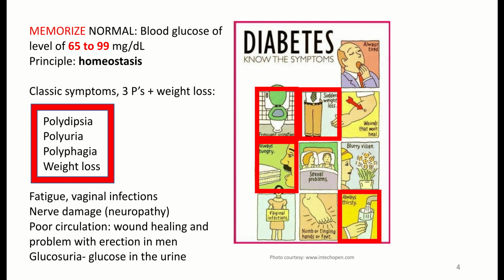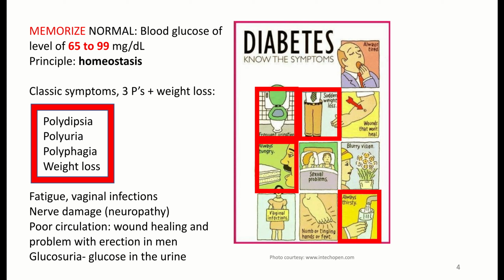Because the cells are starved of glucose, this causes excessive hunger and increased appetite, which is polyphagia. Despite polyphagia, people with type 1 diabetes will lose weight because the body is using its own reserves of glucose, protein, and fat as energy. So you have the classic symptoms or manifestations of diabetes: polydipsia, polyuria, polyphagia, and weight loss.